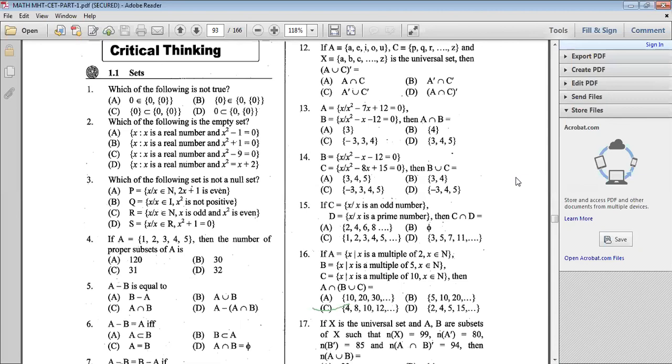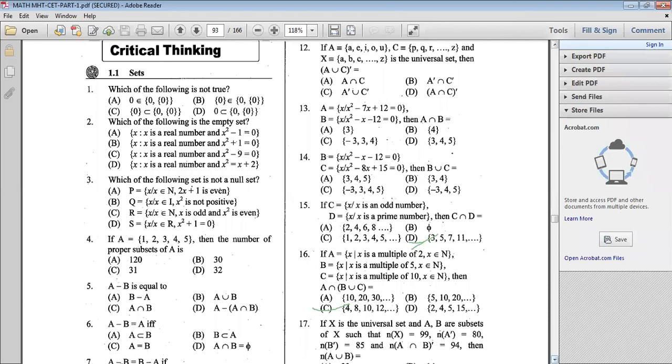Now look at the 15th problem where C represents x where x is an odd number, D represents x where x is a prime number, then C intersection D is, what does C intersection D represent? Odd number and prime number. What are the odd prime numbers? C is the odd number, D is the prime number. C intersection D means that is the common element, that is the odd number and prime number, means odd prime number. That is the D option. 3, 5, 7, 11. Good. All those are the odd prime numbers. D option is correct. Okay.